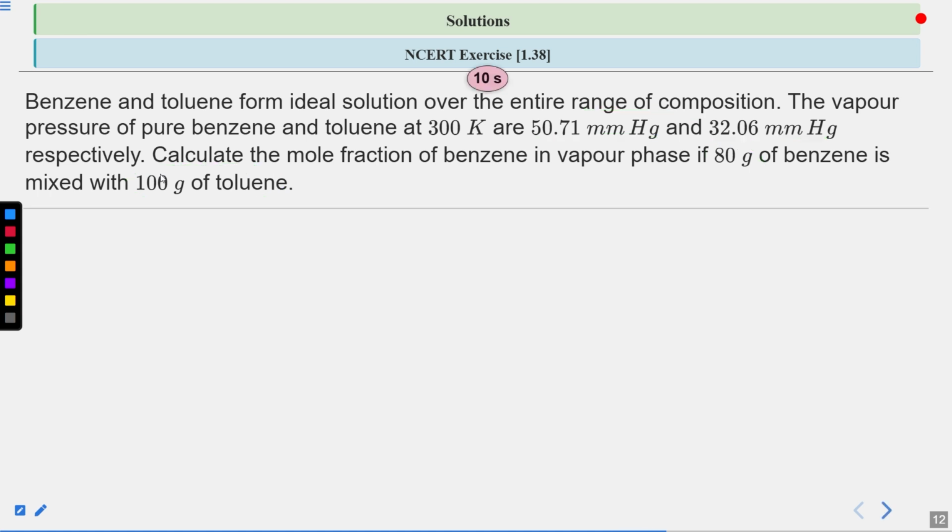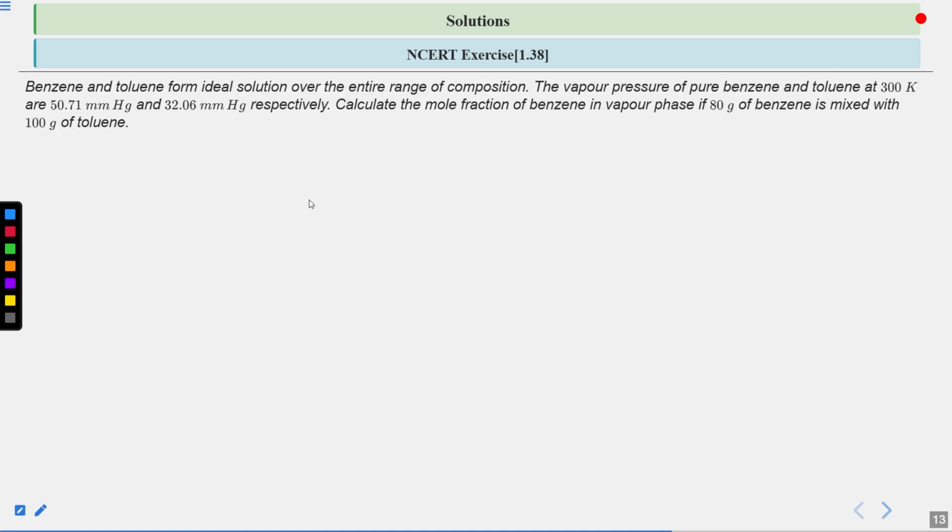So you can think over this question for a small while. Then we'll move to the solution. So vapor pressure is given for the pure solvents and solute, and their concentration is also given in a way. If you look at these values, it is 80 gram dissolved in 100 gram of toluene. So what is the first thing that we are interested in? If we consider the vapor pressure, we are interested in the mole fraction.